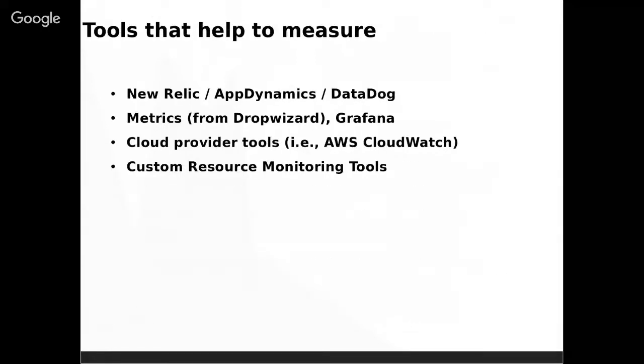Now, these are some of the tools that really help us to measure along these areas. New Relic, AppDynamics, Datadog, these are all paid solutions. They offer a good range of performance monitoring tools, which we can use to monitor applications. Metrics is a very, very useful library for Java-based applications, which can be used to measure a wide range of performance metrics. For example, HikariCP, a popular database connection pool library in Java, has metrics built in.